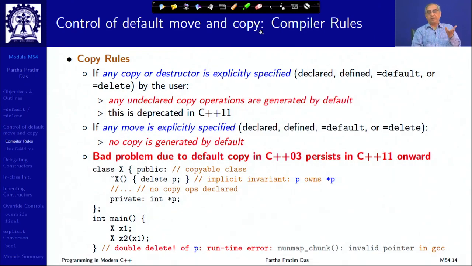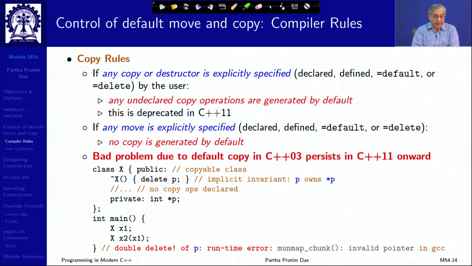Copy rules are somewhat different because copy rules existed from before. In copy rules it is selective: out of the two copy operations, if you provide one and do not provide the other but use it, whatever you have not provided will still be provided by the compiler. Move is not like that. If you provide any of the move operation, copy operation, or destruction, all others will not be provided by default. Any undeclared copy operation is generated by default. So you can see the default copy rules for the compiler are different.